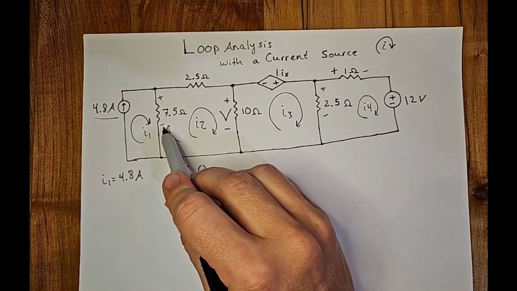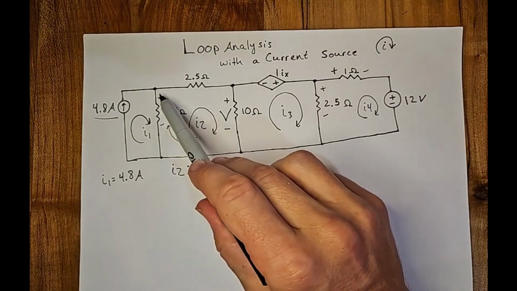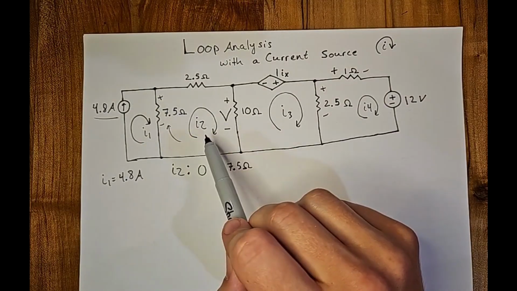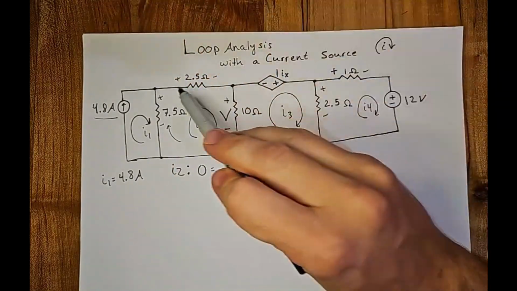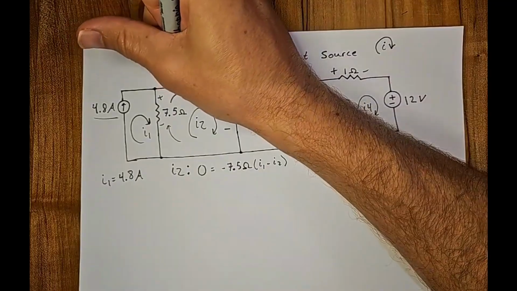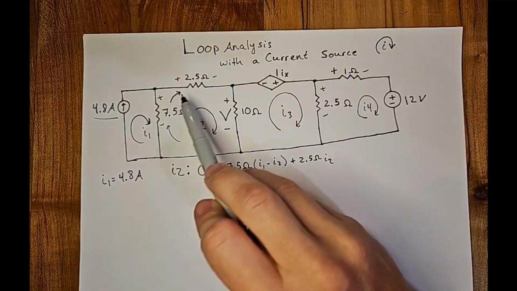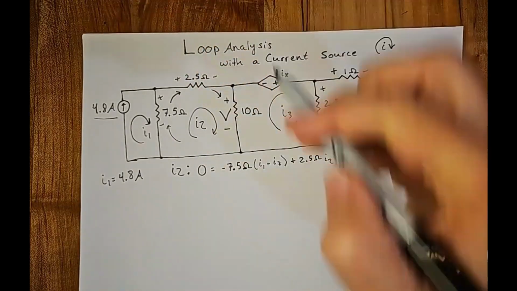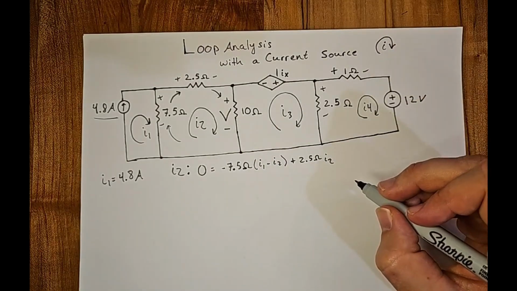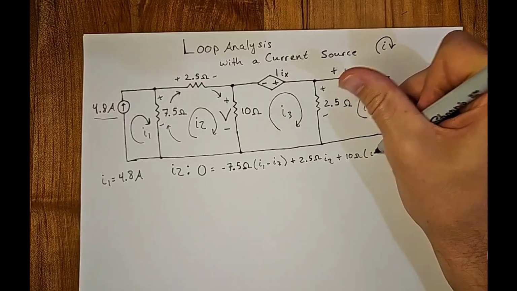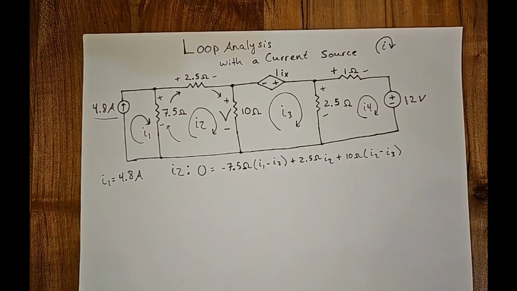This arrow comes and hits the negative sign first, so we're going to have negative 7.5 ohm. Then we have I1 coming down, starting at the plus, I2 going up, so it'll be I1 minus I2 for the current. Next, we come to this one. We hit the plus first, so that's just going to be I2 times 2.5 ohms. Then we come back down, hitting that plus first. That's going to be on a 10 ohm resistor that's shared with I3, so we'll write plus 10 ohms times I2 minus I3.